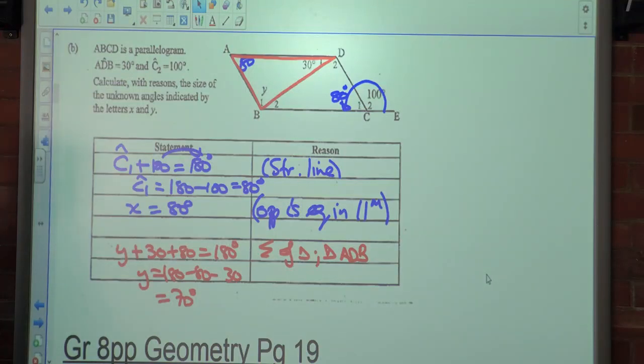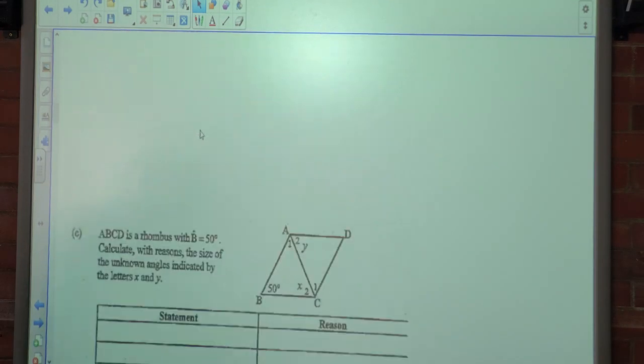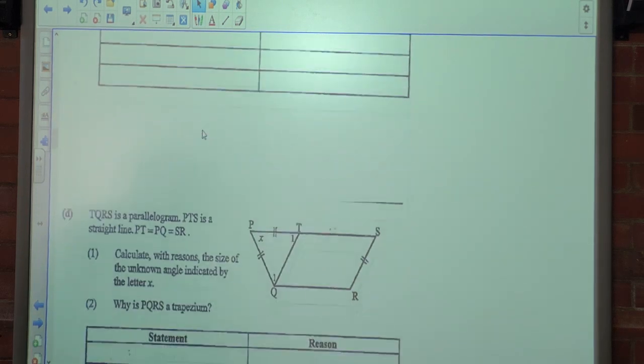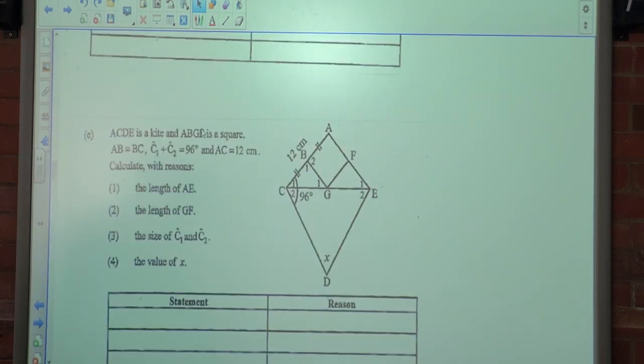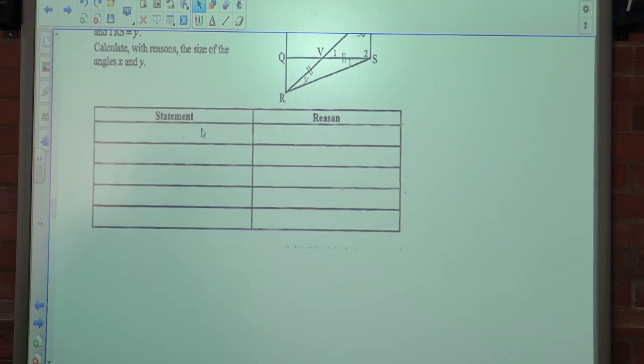Do you guys understand? I didn't give you C yet, no? So C, D, E is for homework for tomorrow, and F.